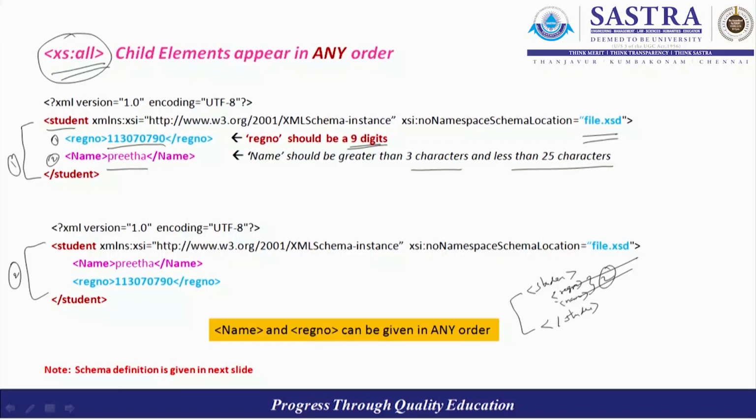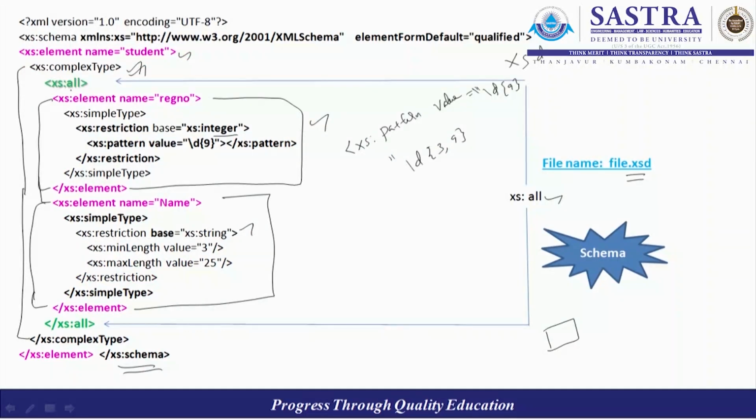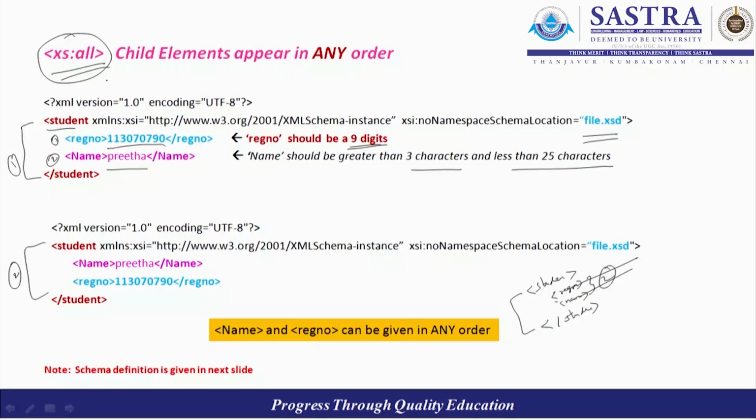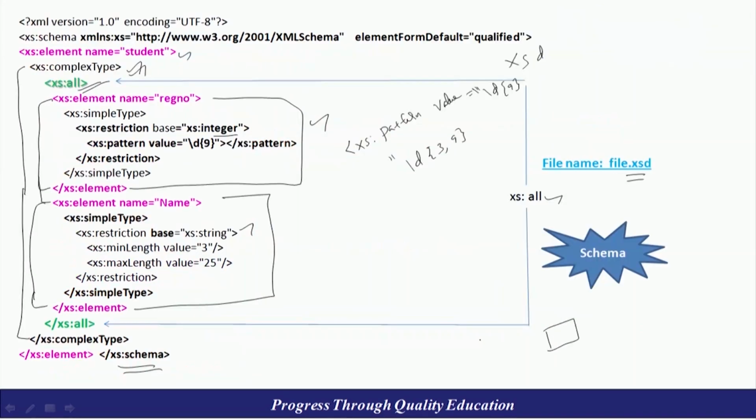So as per xs:all, any sequence is allowed for this XML document. So name and register number can be given in any order. This is the concept of all. Then let us move on.